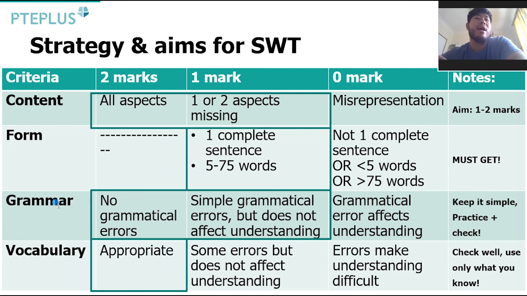So you can see here our strategy aims for SWT. We've got content, we want to have either 2 or 1 mark, and for form we want to have 1 mark. Obviously we don't want to be missing out on anything here. For grammar we want between 2 to 1, so some errors are allowed. For vocabulary we want the full 2 marks, giving us a total of between 5 out of 7 or 6 out of 7, and that should be enough to hit our goal of 79. So don't worry about it.